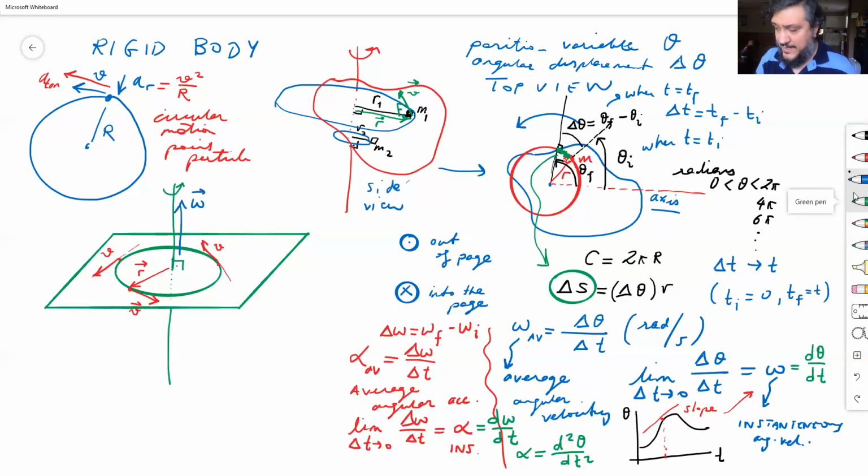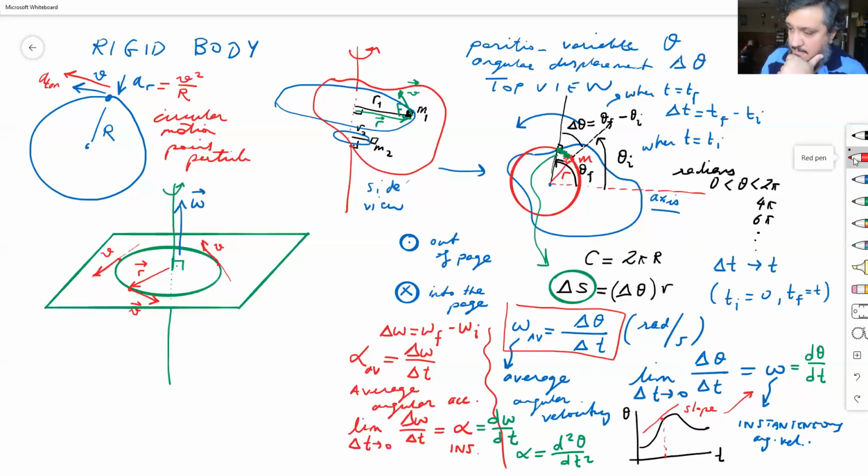Now, if you go back to the definition of omega, you see there is this operation here, the delta theta over delta t. So for this equation to make sense, starting with the average, or even the instantaneous, doesn't matter, if omega is a vector, now I'm going to put an arrow on top of it, then you've got to say, okay, it's a vector equation. Both sides should be vectors, so theta must be a vector too.